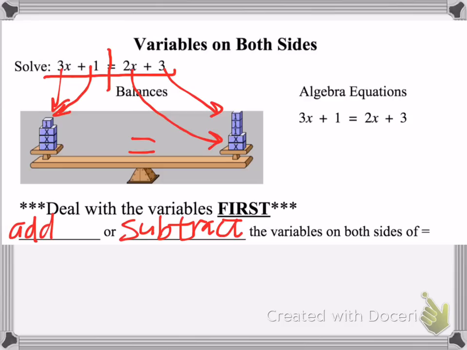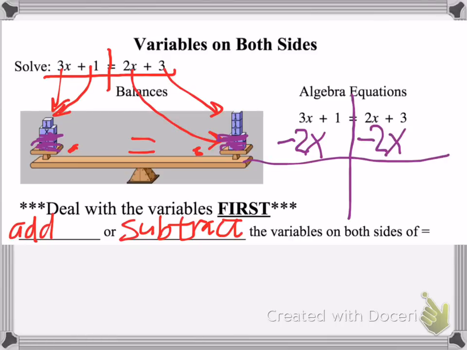So, we have 3 x's on this left side and 2 x's on the right side. So I'm going to subtract, and to keep it balanced, I'm going to subtract 1x from the left, 1x from the right, 2 x's from the left, 2 x's from the right. In my equation, I'm going to subtract 2x from the left, 2x from the right. You can see from the picture quite clearly there's only 1 x left over, right? Because 3x minus 2x is 1x, or just x.